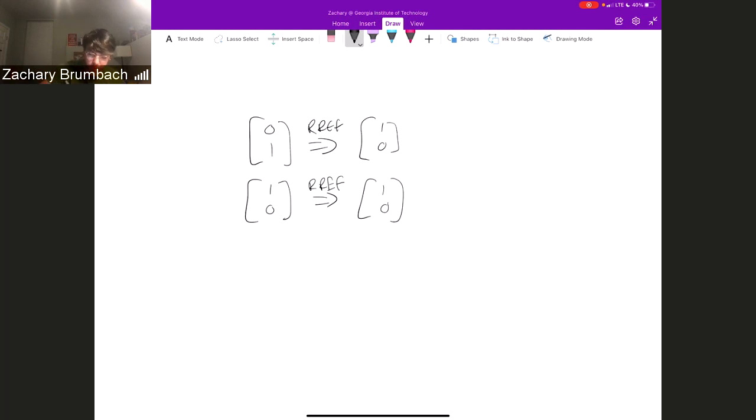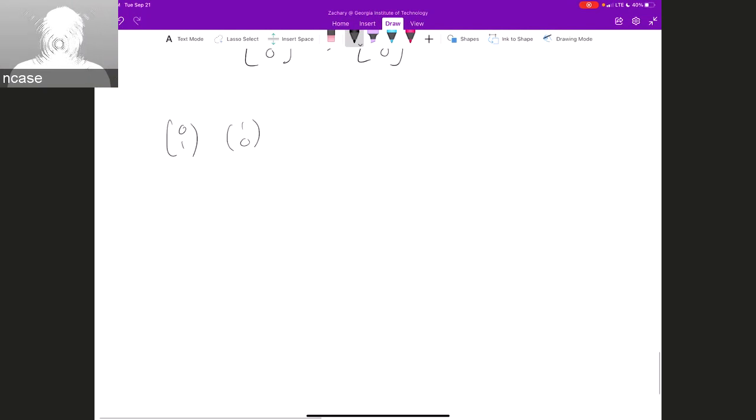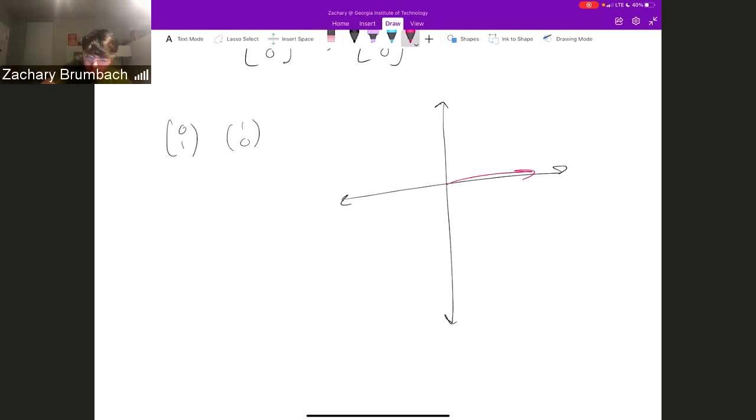But you see that the vector 0, 1 and the vector 1, 0 are totally separate, right? They have totally separate spans. Their spans would be 0, 1 and then 1, 0. If we're plotting these spans, here's our 1, 0, and here's our 0, 1. Totally different spans, right? But they have the same reduced row echelon form.